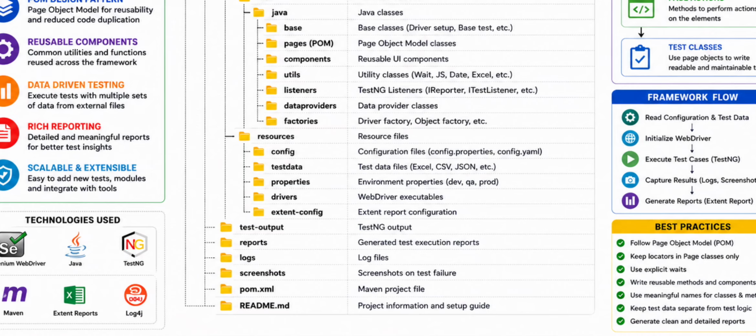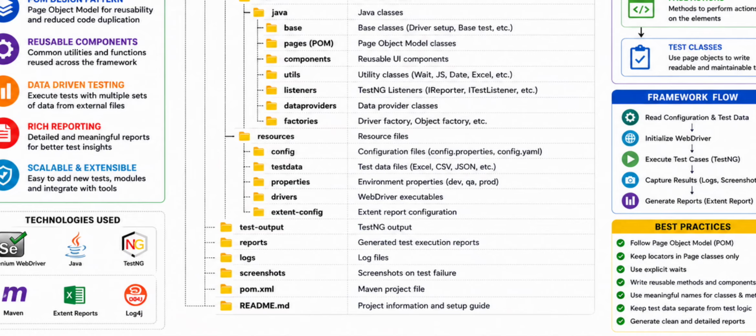Apart from this, at project level we'll have the test output folder, where we can view the testng output files. And then we'll have the reports folder, which contains the generated test execution reports. And then we'll have the logs folder, which contains the log files. And then we'll have the screenshots folder, where we can see the screenshots upon test failures.